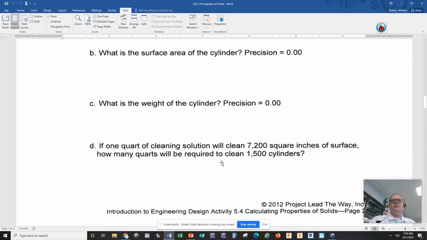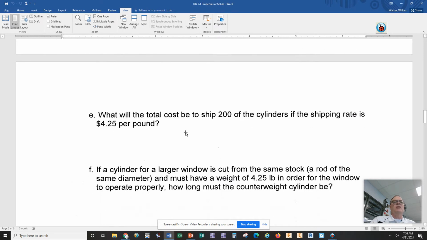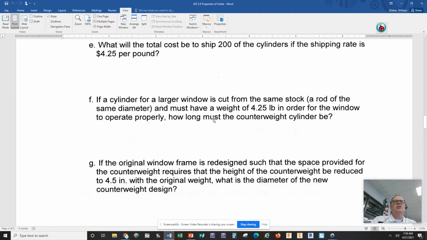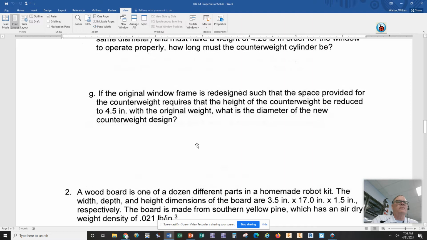Then it gets into some basic logical questions like, if you know the surface area, how much cleaning solution will you need? That's pretty easy. If you know the weight of what you have, you can figure the shipping cost by multiplying by the dollars per pound. Now F and G take a little bit of thought, but basically they're modifying the cylinder that's forming this counterweight, so it's going to get longer or shorter or wider or narrower. You're still using the volume formula of pi r squared h to solve both of these. It's just a modification of the size of the cylinder.